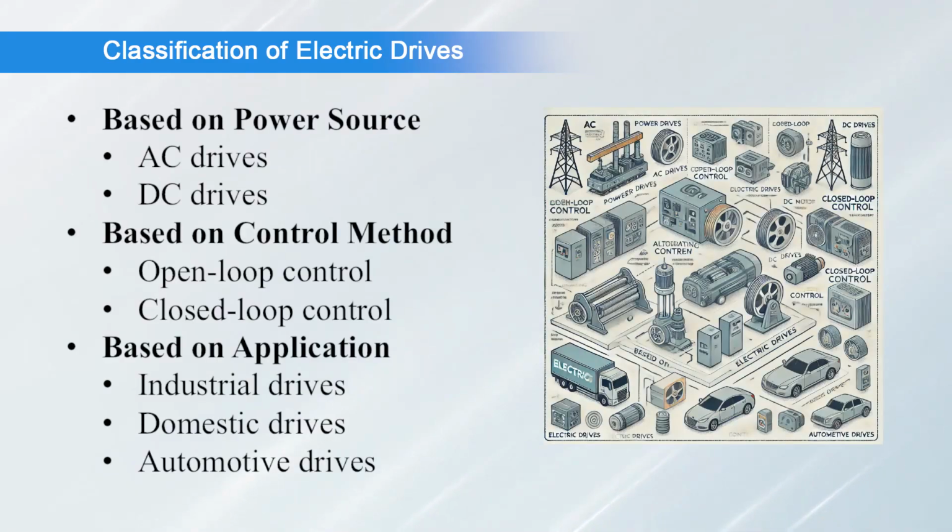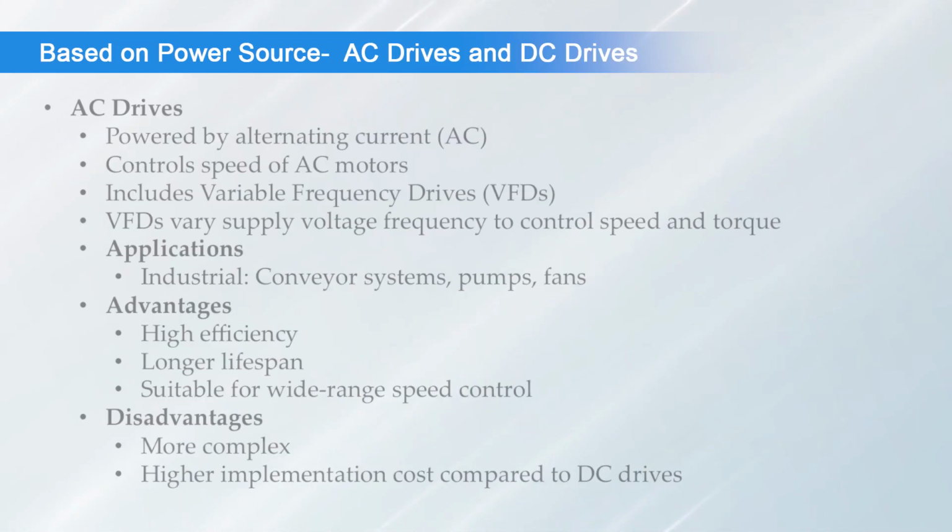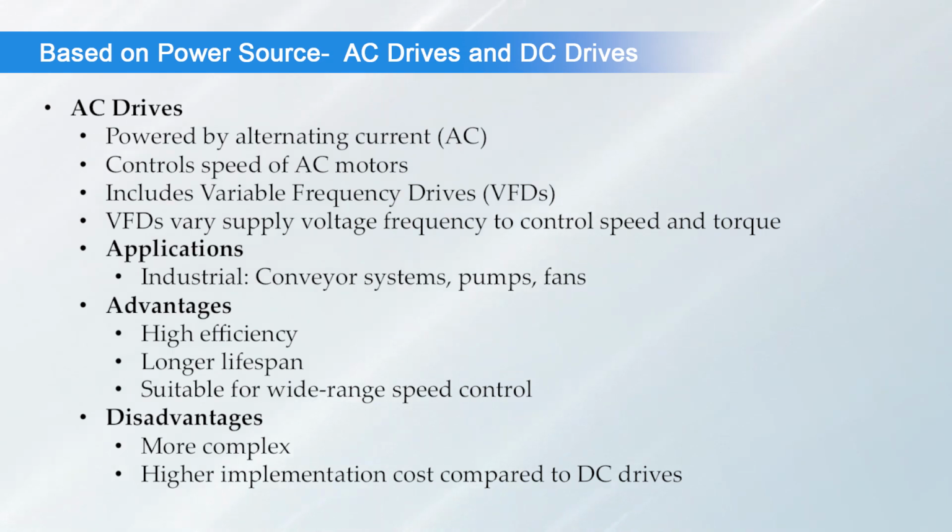Electric drives can be classified based on various factors such as type of power sources they use, that is AC or DC, the method of control, open loop or closed loop, and the application they are designed for, including industrial, domestic and automotive sectors. Now, let us have a look at the classification of electric drives. Based on power source, we have AC drives and DC drives.